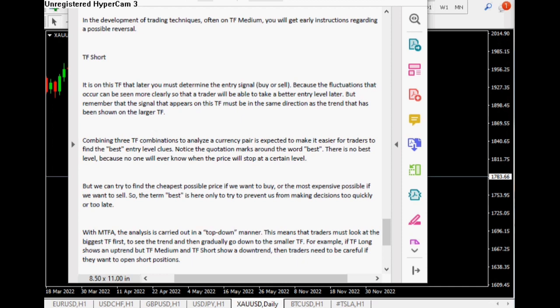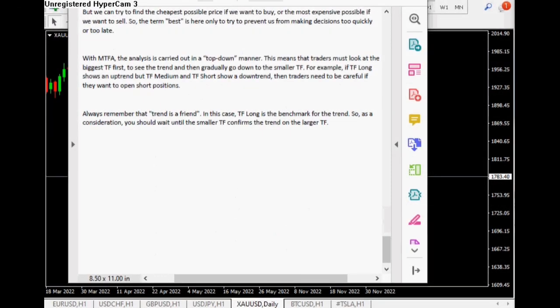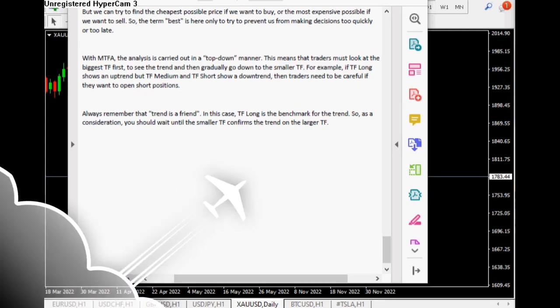With MTFA, the analysis is carried out in a top-down manner. It means that traders must look at the biggest TF first, to see the trend and then gradually go down to the smaller TF. For example, if TF long shows an uptrend but TF medium and TF short show a downtrend, then traders need to be careful if they want to open short positions. Always remember that trend is a friend. In this case, TF long is the benchmark for the trend. So, as a consideration, you should wait until the smaller TF confirms the trend on the larger TF.